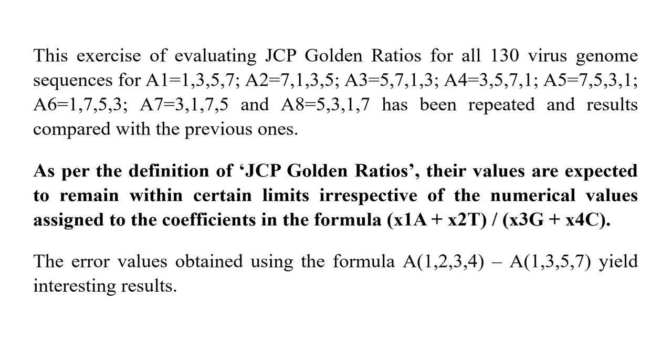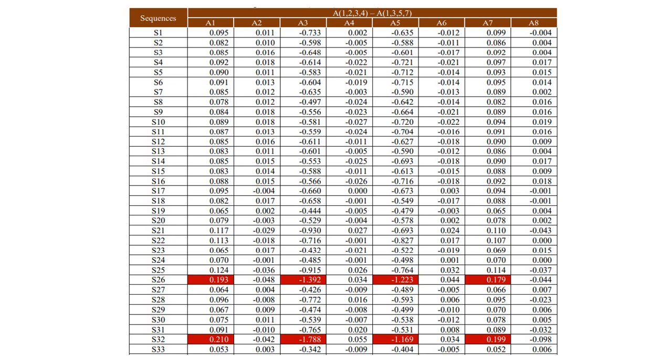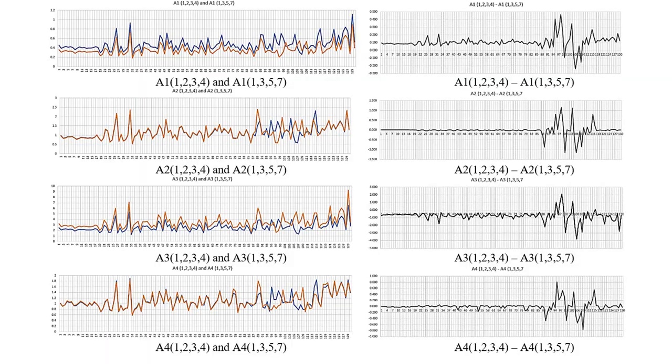Now, the error values obtained using the formula A of 1234 minus A of 1357 yield interesting results. The error values of A of 1234 minus A of 1357 are calculated and the values for the first 33 virus genomes are given in this slide. From the graphs, one may observe that the error values obtained using the formula A of 1234 minus A of 1357 yield very minimal differential errors.